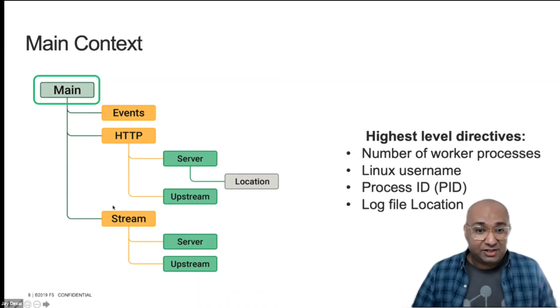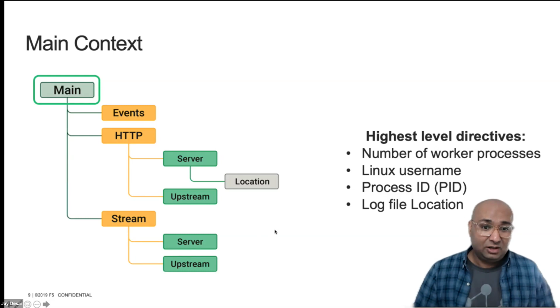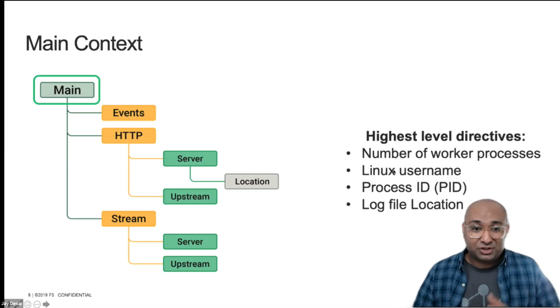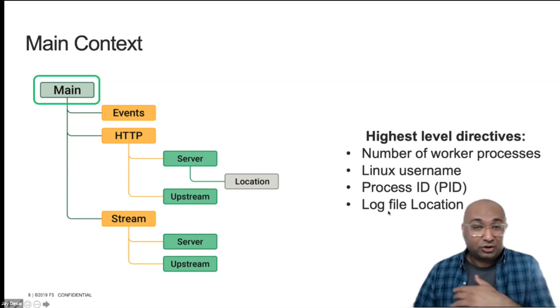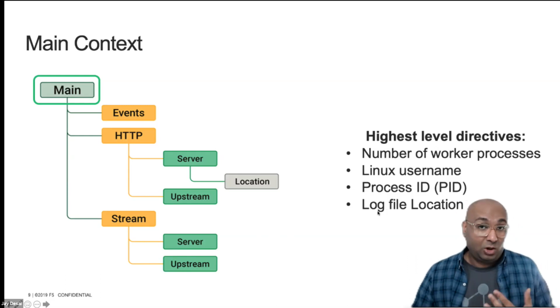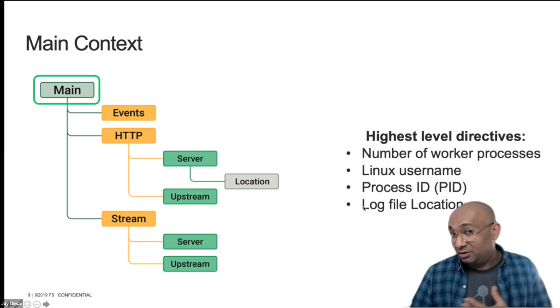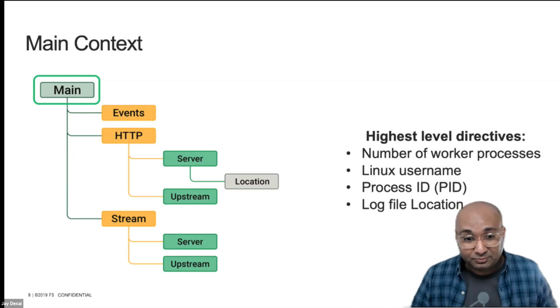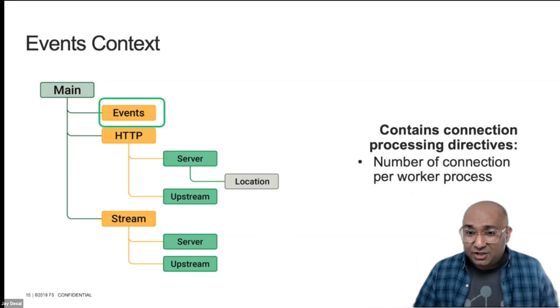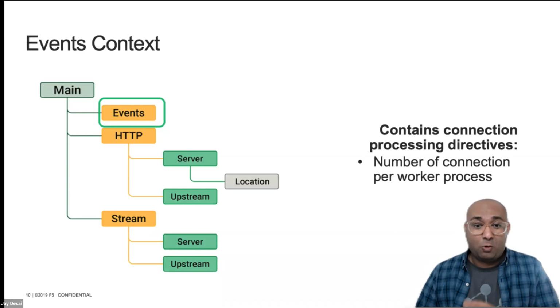What we have here is the main context, and at the very highest level, you declare the highest level directives, like the number of worker processes, the Linux username, or the location of the PID file, or perhaps where you want to push out the log file, the error or the access log, or whatever you wanted to configure and at what level. The events context is used to manage connection processing directives, that is the number of connections assigned to each worker process.